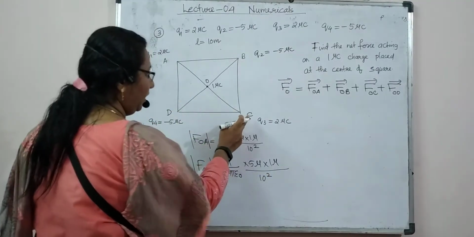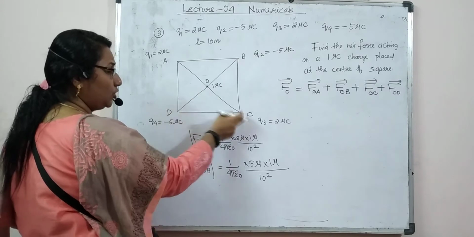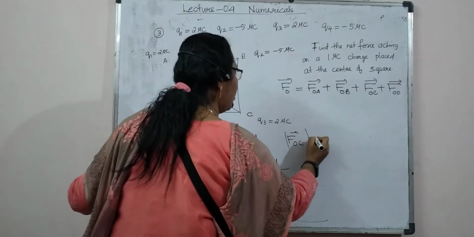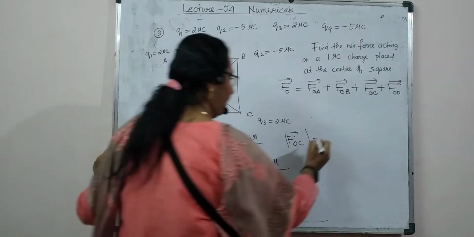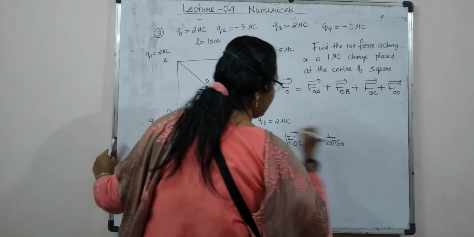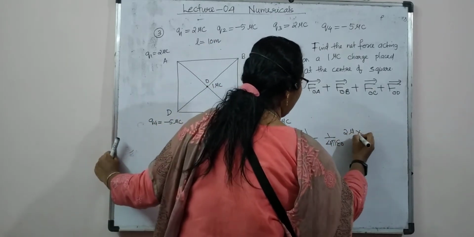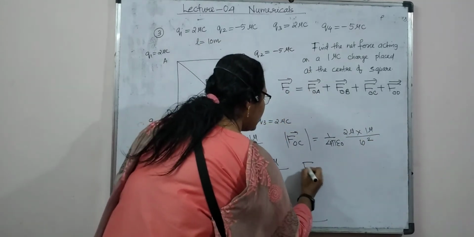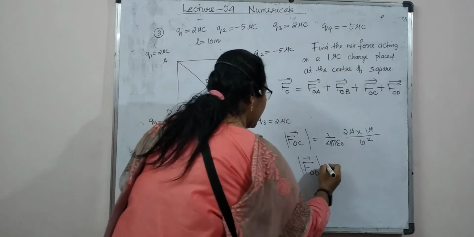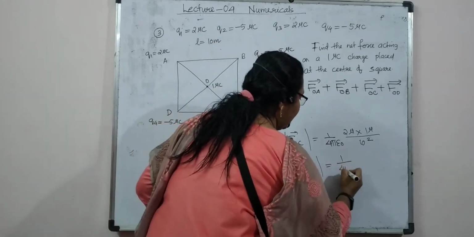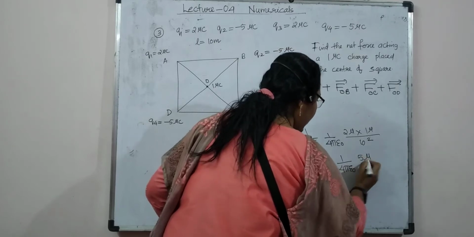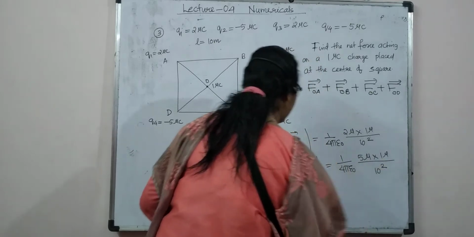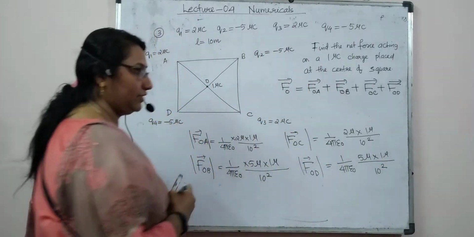What about force on C due to, what is force on O due to C now? The modulus of force on O due to C is equal to 1 by 4 pi epsilon 0, C contains 2 mu coulomb, O contains 1 mu coulomb, by the distance is 10 square. And force on O due to D, its modulus equals 1 by 4 pi epsilon 0, D contains 5 mu coulomb. Never take the negative sign. 1 mu by 10 square. Okay. So these are the magnitudes of individual forces.